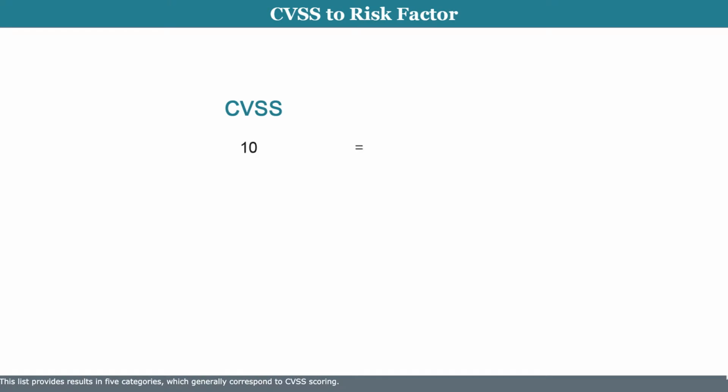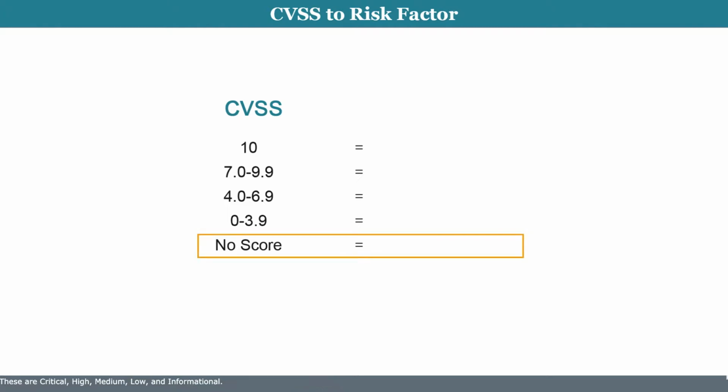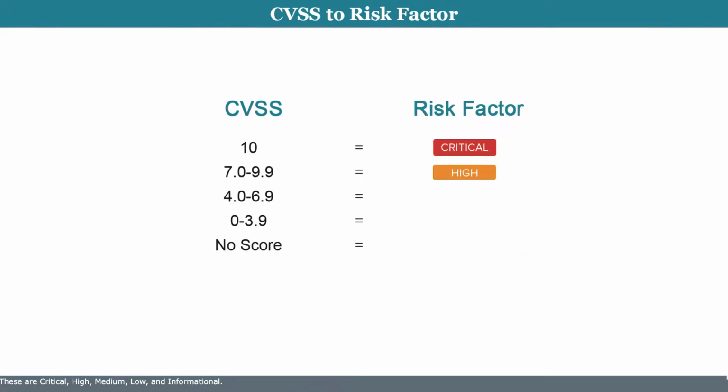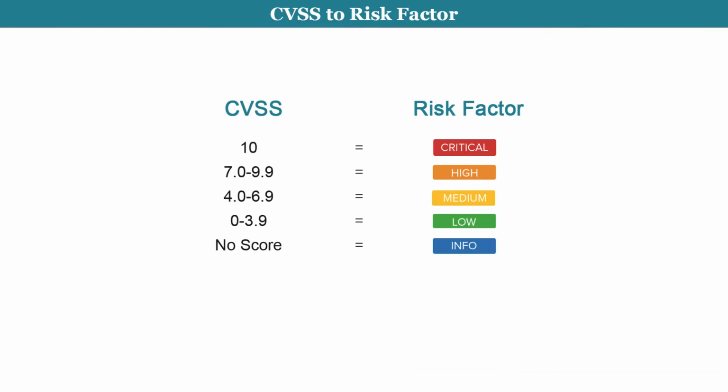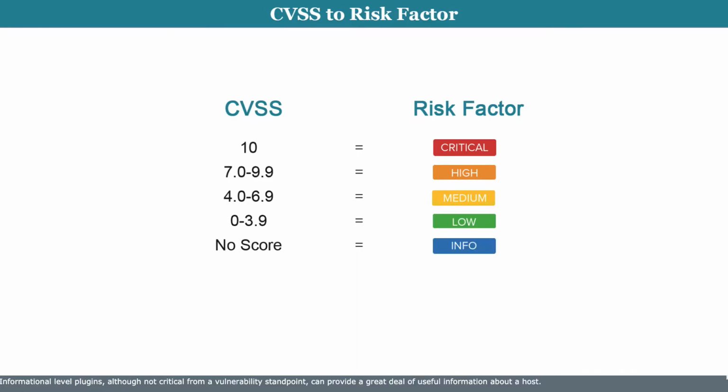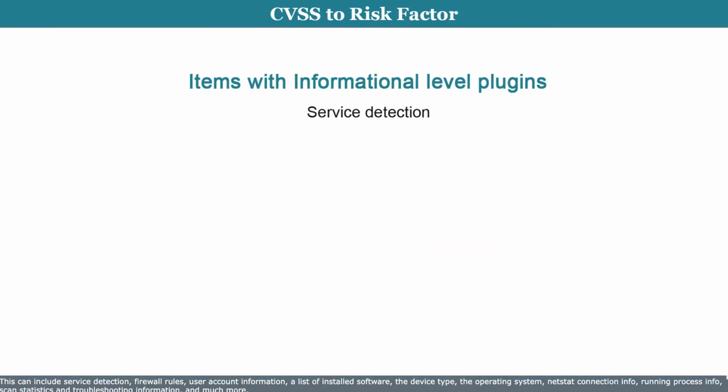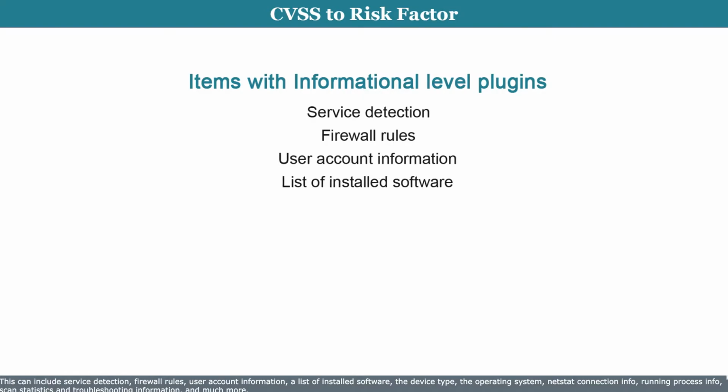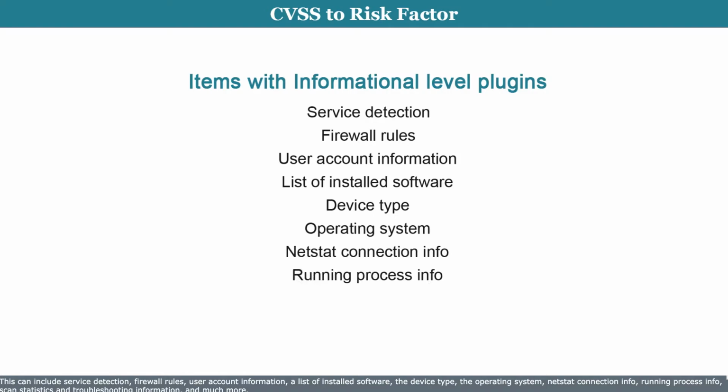This list provides results in 5 categories, which generally correspond to CVSS scoring. These are critical, high, medium, low, and informational. Informational level plugins, although not critical from a vulnerability standpoint, can provide a great deal of useful information about a host. This can include service detection, firewall rules, user account information, a list of installed software, the device type, the operating system, netstat connection info, running process info, scan statistics and troubleshooting information, and much more.